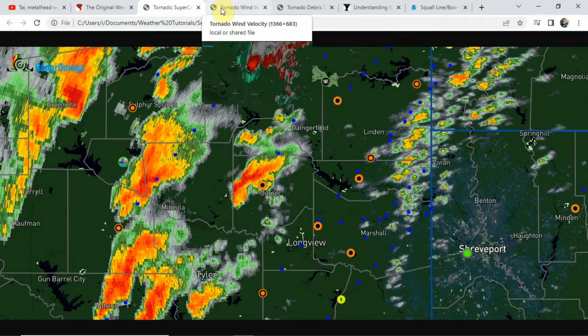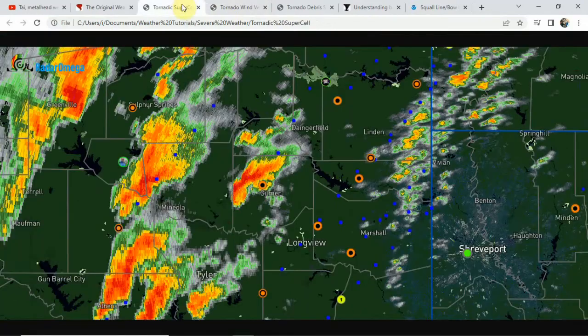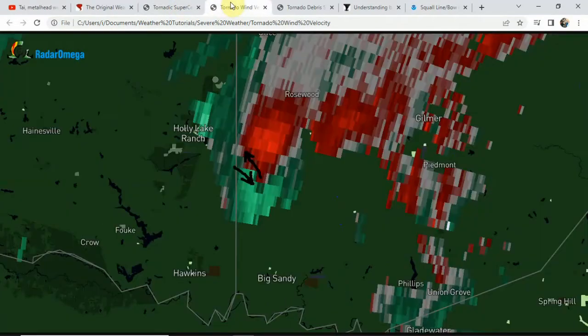So one other way you can pick up on a tornado on radar is looking at wind velocity data here. And this is a similar storm. I think this is actually the same storm that I was looking at on here. This was heading towards Gilmer. So I zoomed in, took a closer look, and went to a wind velocity data sample. Alright, so the way you read this one is we have these two colors here. We have green and red. These two colors represent winds going towards and away from the radar. Green is indicating winds going towards the radar. Red is winds going away from the radar.